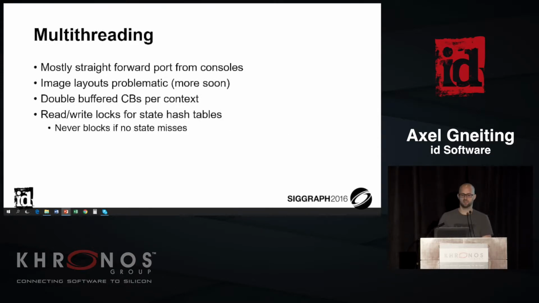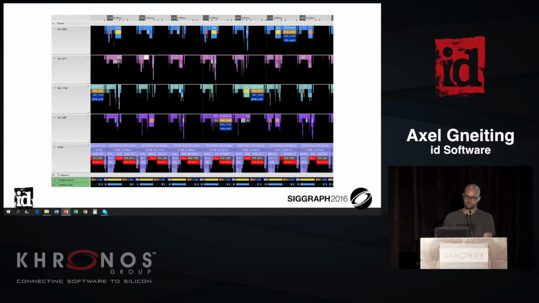For multi-threading, this was mostly a straightforward port from the consoles. The only problem we had was the image layouts. We used just a double buffered command buffer for one of our contexts, and we used read-write locks for the hash tables. So if you're not creating new objects in the hash tables, it's never doing any mutex or anything, so we don't have any contention of the workers. And this is the result of this.